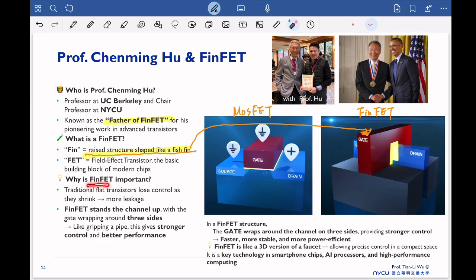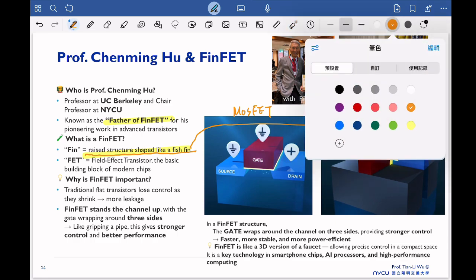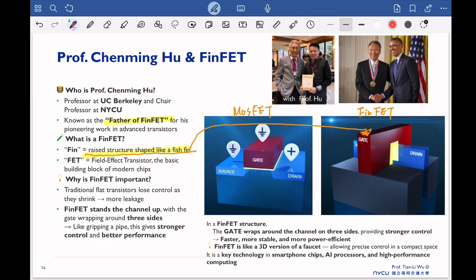So why is FinFET important? Traditional flat transistors lose control when they shrink, when we try to make them smaller and smaller. Just a brief basic operation: in this MOSFET, we bias here with a gate bias, and we bias here with a drain bias. Once our gate bias is large enough, the positive bias will attract electrons, so you will have some electrons here. This is the region we call the channel.